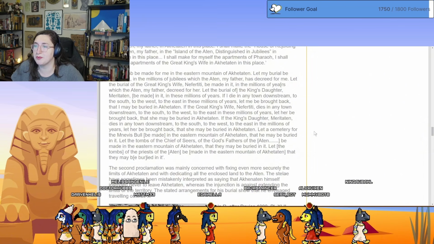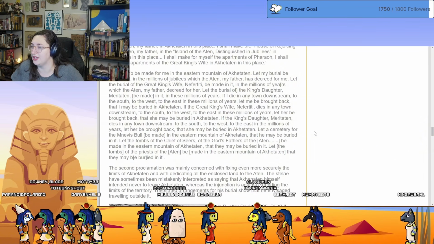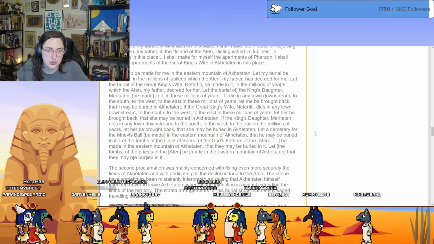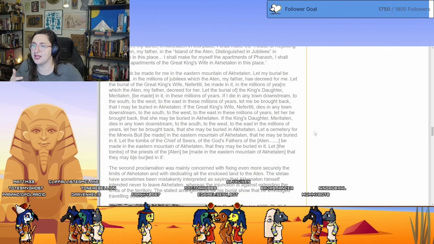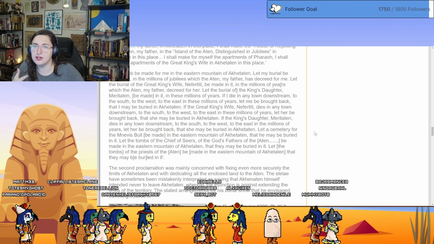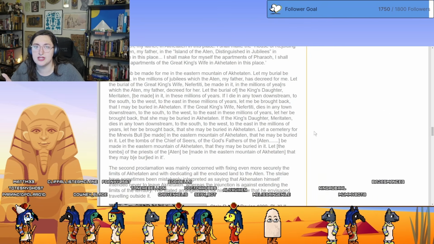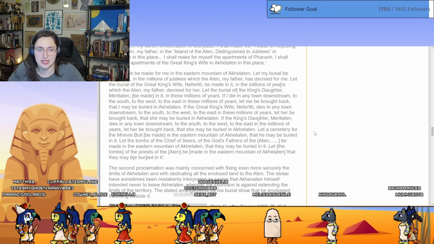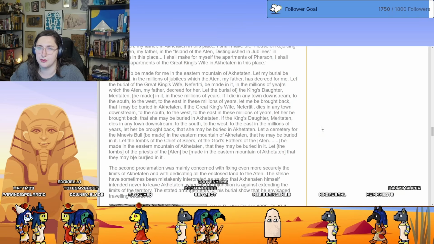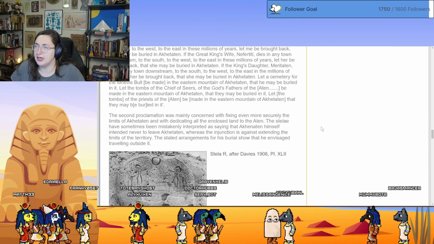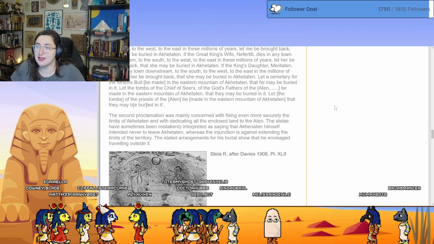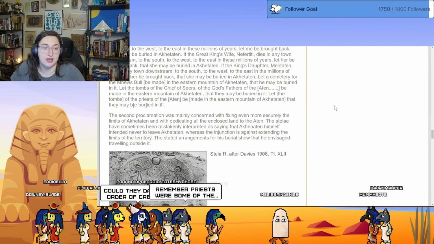Let the tombs of the priests of the Aten be made in the eastern mountain of Akhetaten, that they may be buried in it. So he has some sort of priests, but you can see he doesn't have the chief of seers. That's not the same thing as the high priest of the Aten. He is the high priest. There's not really anybody else that's going to be high. And yeah, that's the entirety of it.